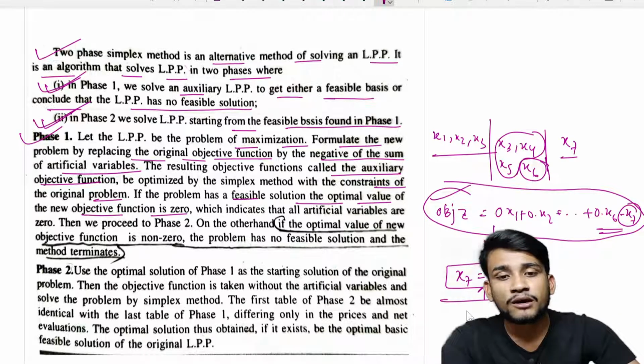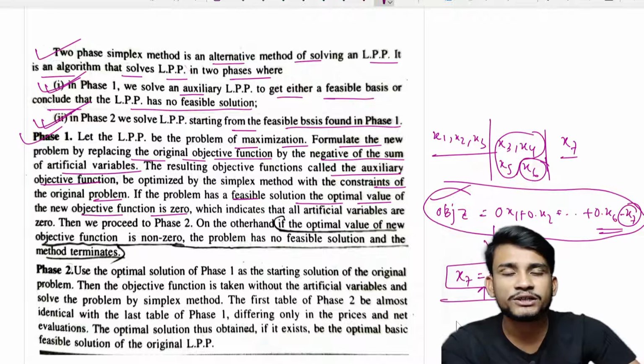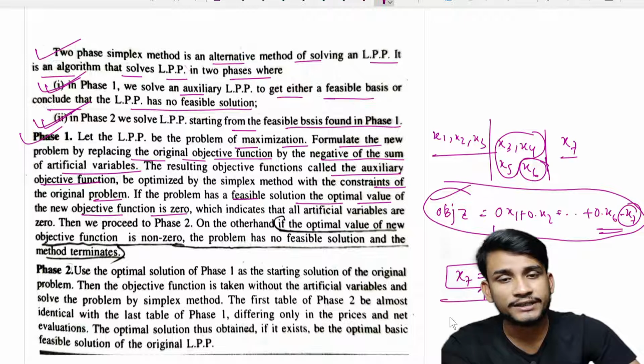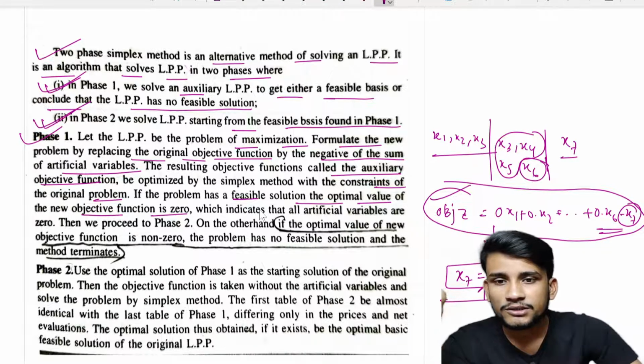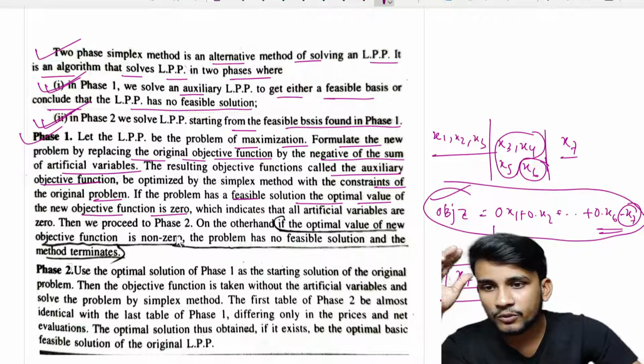That is, the artificial variable present in the basis with a 0 cost. Okay, so this is the case. In that case, we get a solution, and otherwise we can't get the solution. Okay, so this is the thing, and then we proceed to phase 2.